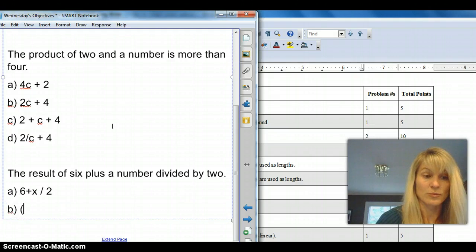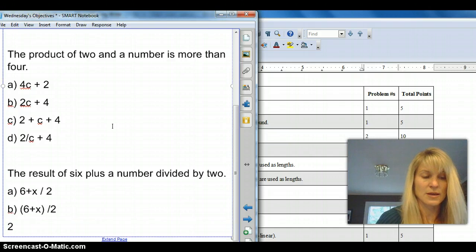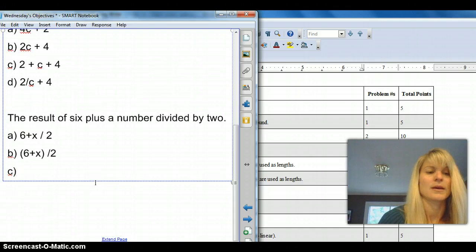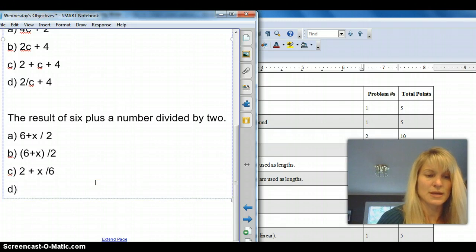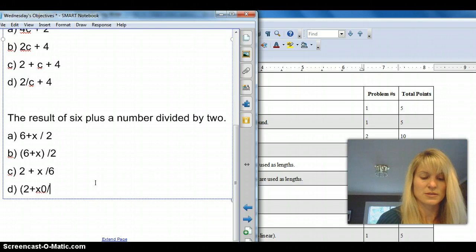Then I might put one with parentheses, 6 plus x, and then a divide sign 2. And then I might put, for C, I don't know, I could switch that around a little bit and maybe put 2 plus x divided by 6, just write it backwards, and then do the same thing with parentheses, 2 plus x divided by 6.